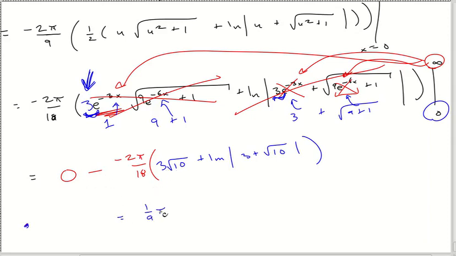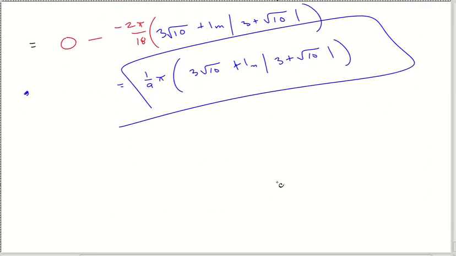So my final answer, 1/9 pi of 3 square root 10 plus ln of 3 plus the square root of 10, close, close, and there you go, the end. It's approximately 3.94628, but I don't think they care about that.